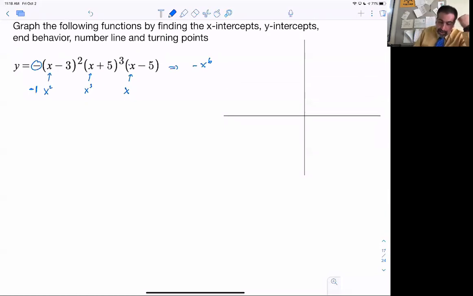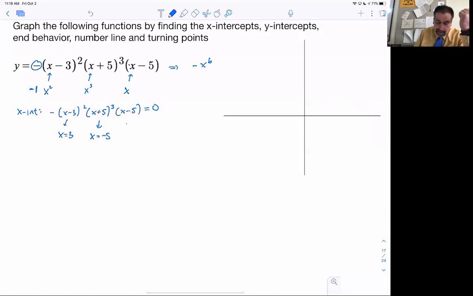So from here, we're just going to follow our steps. We're going to find the x-intercepts first. The x-intercepts are going to be found when we set this function equal to 0. What I'm really doing is setting each factor equal to 0. So we can go by factor and find out where those will equal 0. In the first case, +3 will make that factor equal to 0. In the second case will be -5. And the last one will be x equals +5.